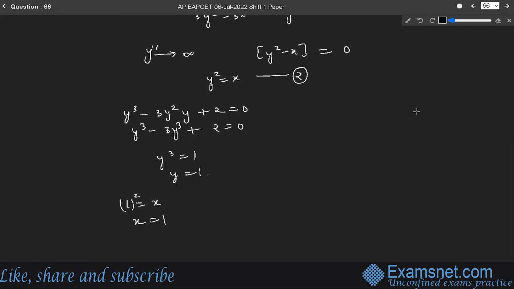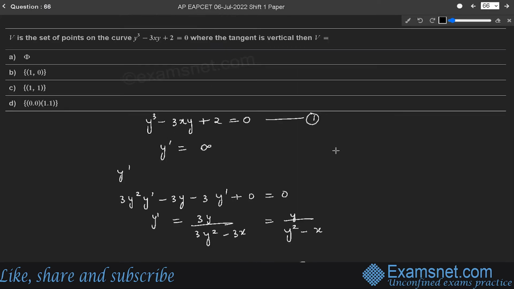Now we have the set of points which is (1, 1). Therefore, we can say that the set of points is (1, 1). So the correct option here will be option C.